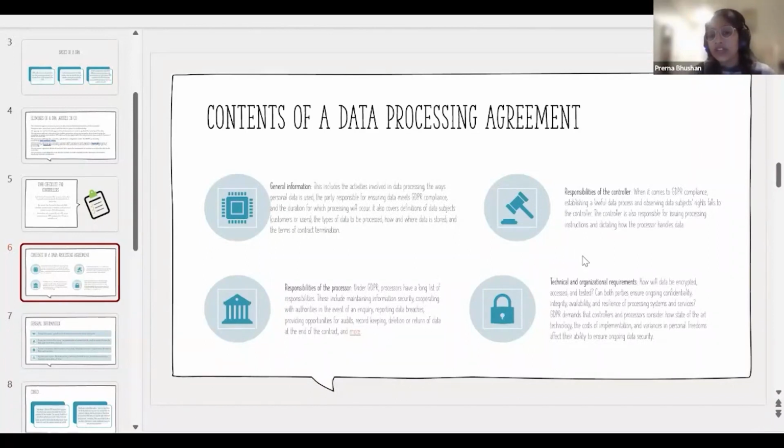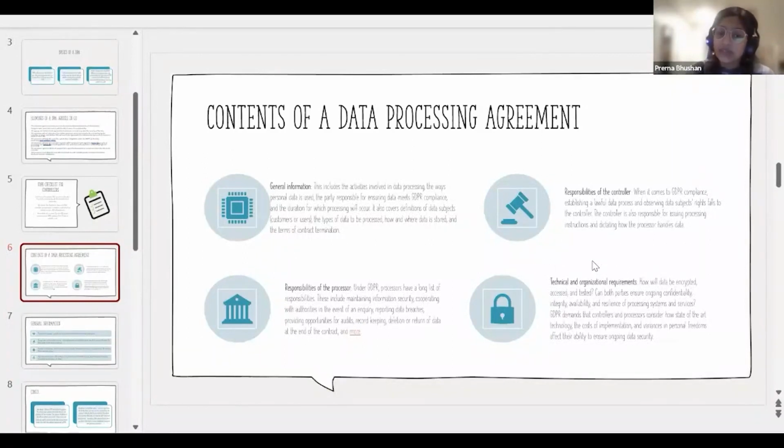Then responsibilities of the controller. Whatever responsibilities you have as a controller under the GDPR, most organizations just take that and put that within the DPA. However, it is always good to customize those depending on the services you're providing or the services you're taking. In that way, you should customize your responsibilities.